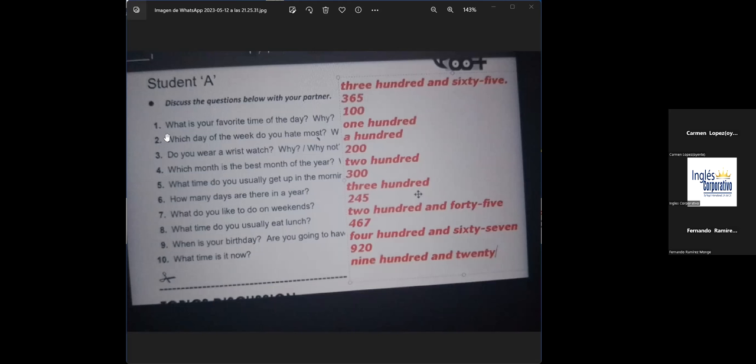Listo, Carmen. What is your favorite time of the day and why? Bueno, esa es la que yo dije. Que dice, what is your favorite time? No, era at the end of the day. Al final del día era. End of the day. Okay, and why? ¿Y por qué? Porque salgo del trabajo.